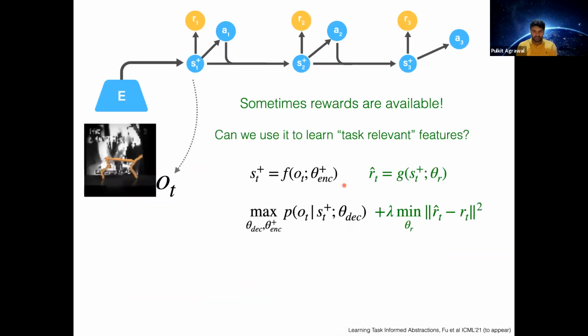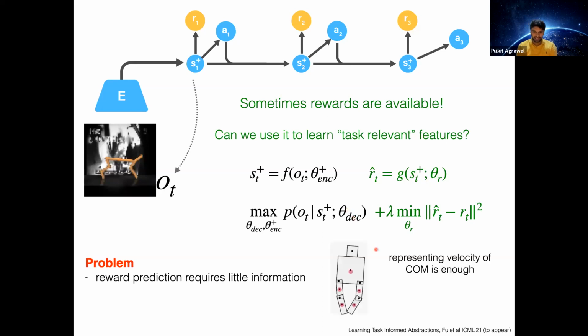And where we left off in the previous discussion was to say that we can use the rewards to learn or choose the task relevant features. But the reward prediction doesn't really solve everything. The reason is that predicting the reward can require very little information.